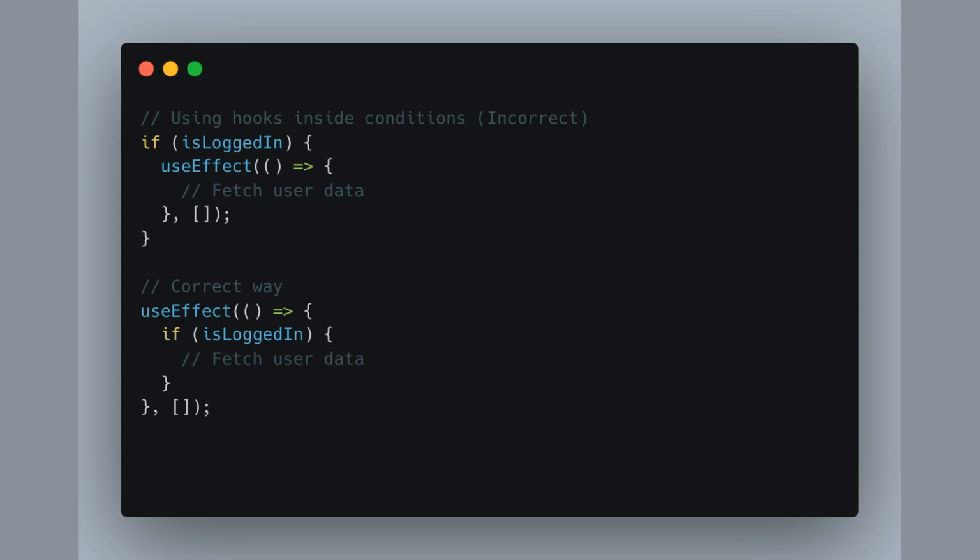For example, wrapping a useEffect inside an if statement might seem logical, but it goes against React's design and can cause bugs. The correct approach is to use the hook at the top level and then place your conditional logic inside the hook. By sticking to these patterns, you ensure your hooks work seamlessly, making your React components more reliable and maintainable.